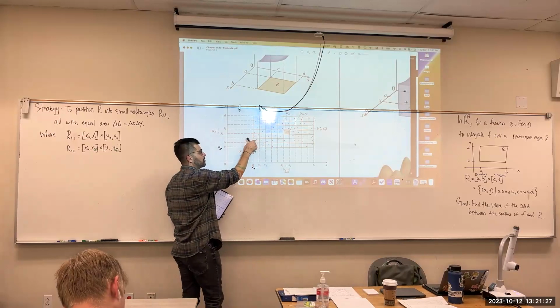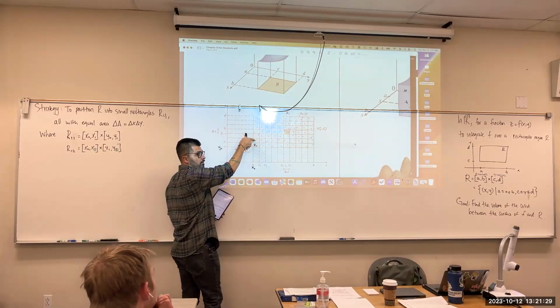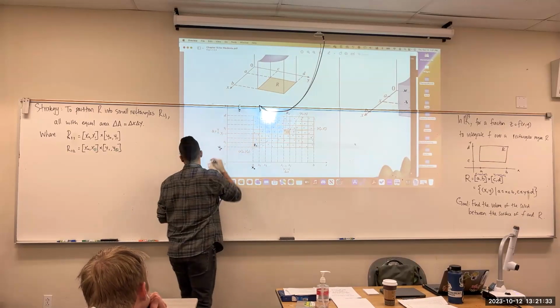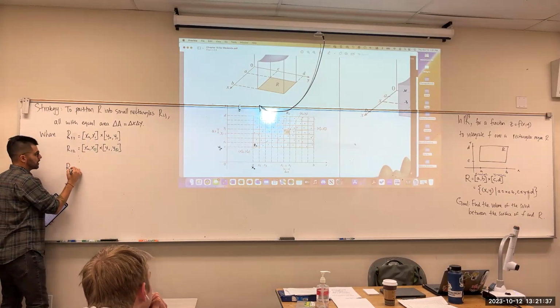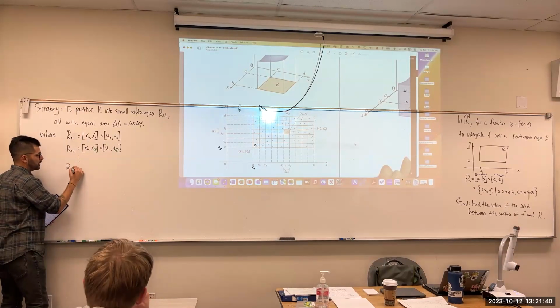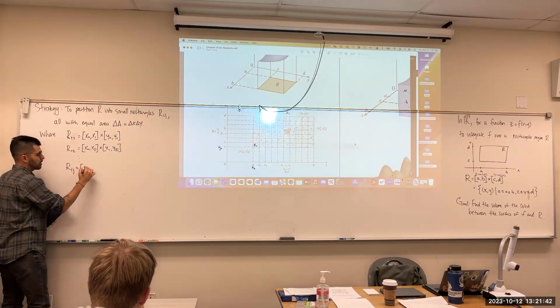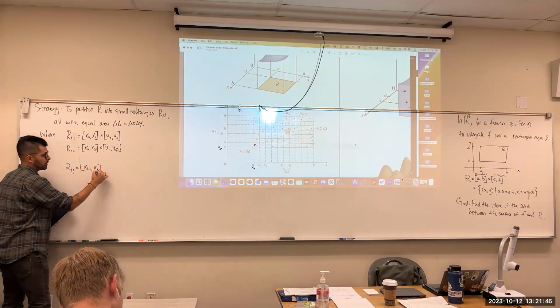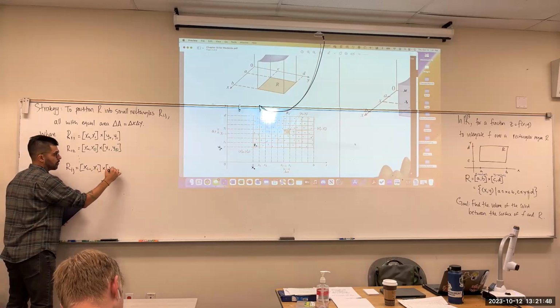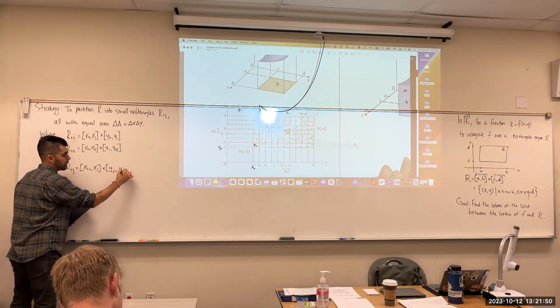What would this one be? R21. R21. Yeah, because you're in the second interval here. All right, I'm not going to write all that. So dot, dot, dot, Rij, which is Xi minus 1, Xi, cross Yj minus 1, Yj.